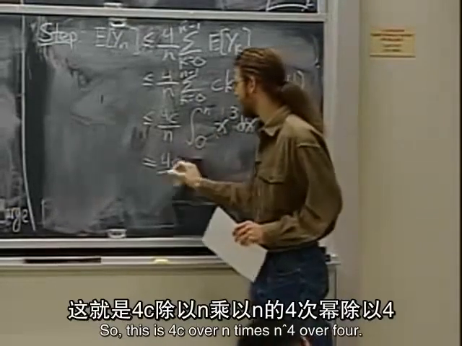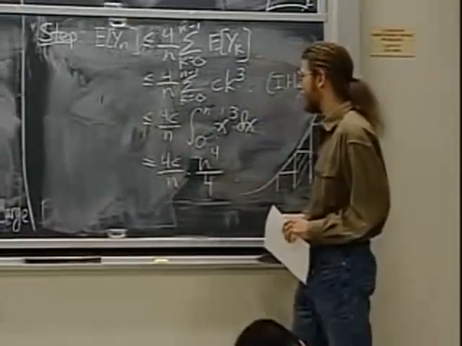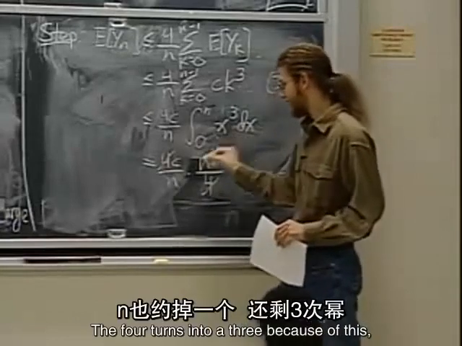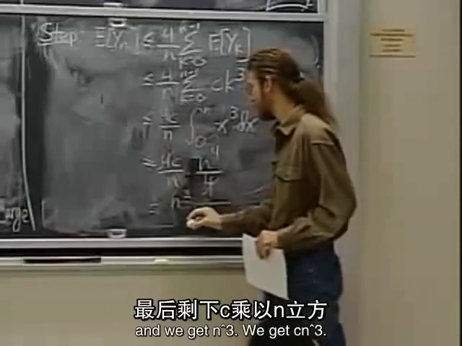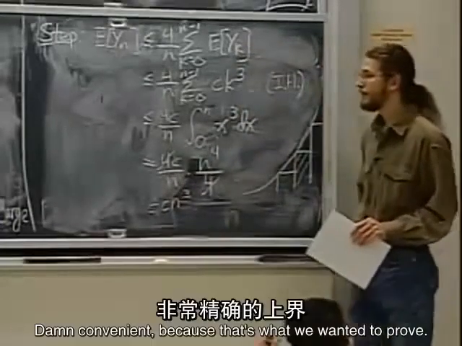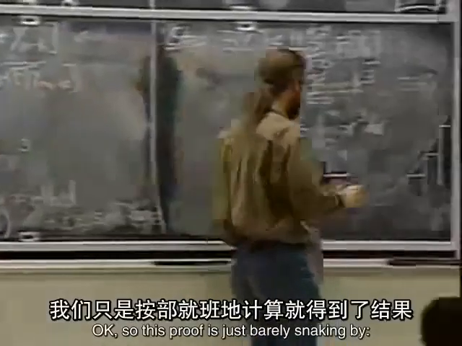So this is 4c over n times n to the 4th over 4. And conveniently, this 4 cancels with this 4. The 4 turns into a 3 because of this. And we get n cubed. We get c n cubed. Damn convenient, because that's what we wanted to prove. Okay, so this proof is just barely snaking by.